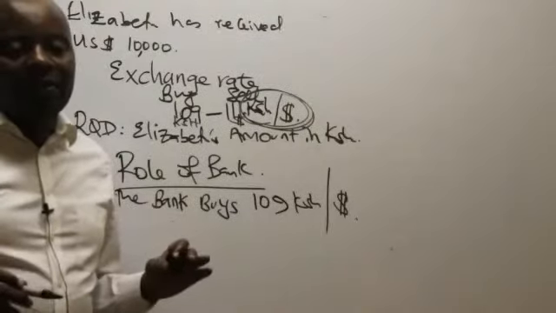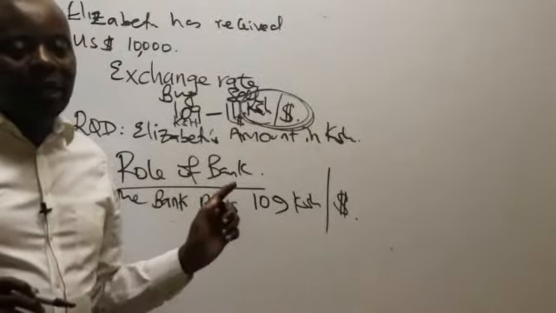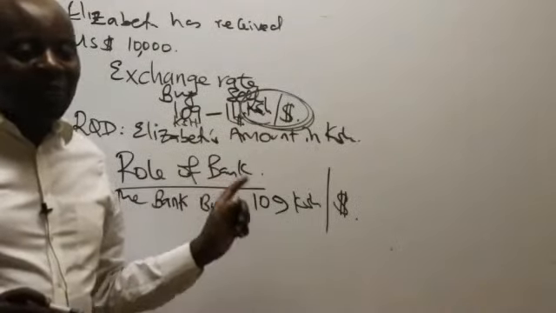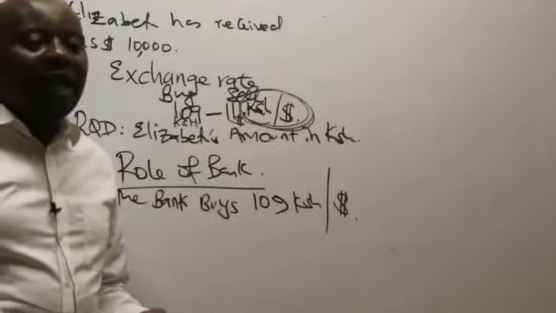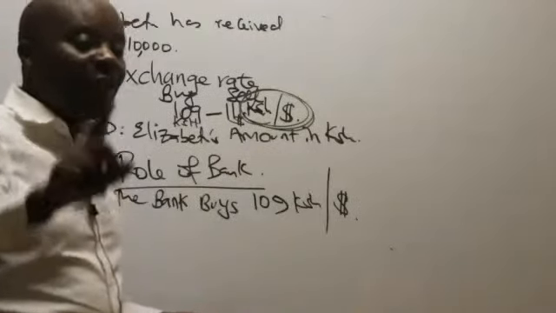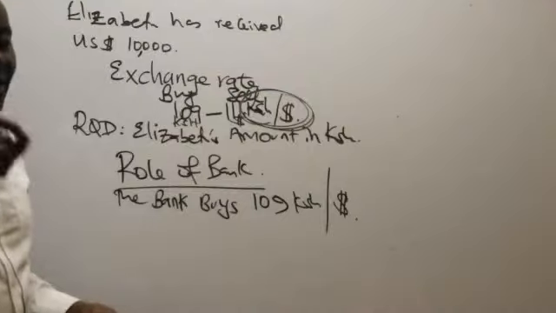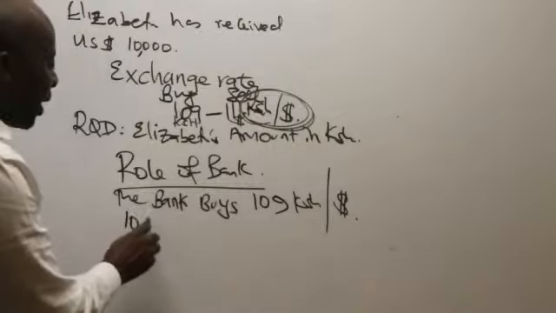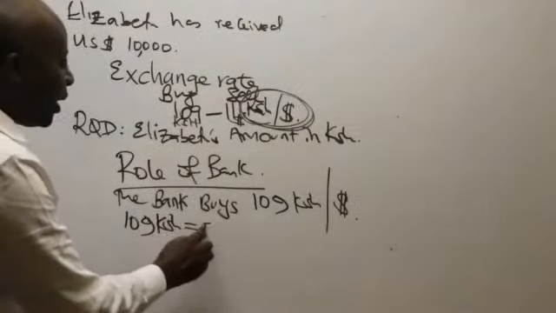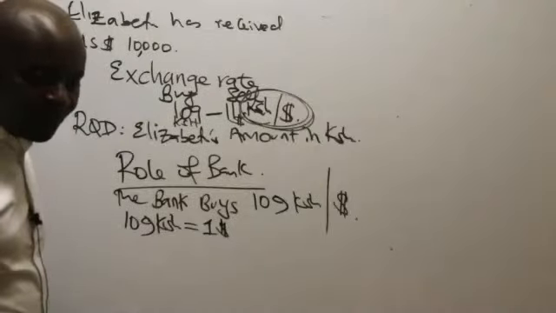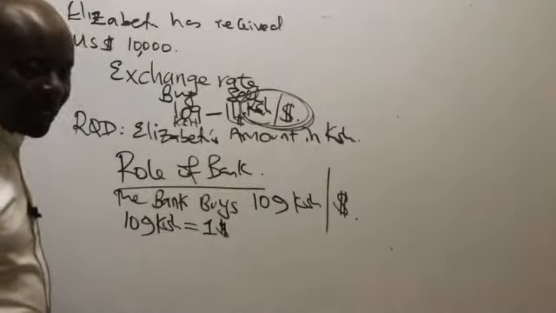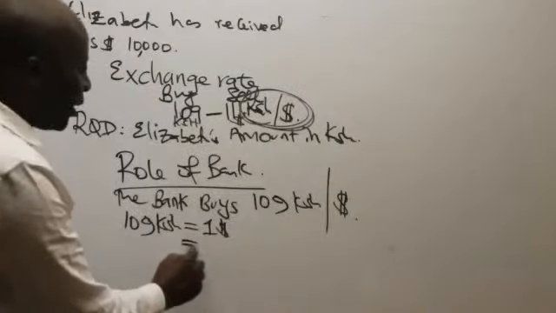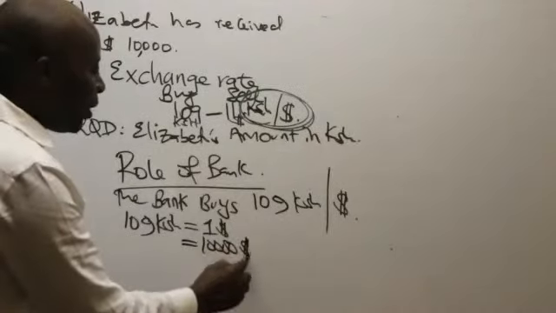Per USD. Right? Now, of course, having ascertained the role of the bank, it is the buying rate of 109 Kenya shillings per dollar. Now I can go ahead and exchange. So if you go ahead and exchange for us, this will be 109 Kenya shillings equals $1. How about $10,000?